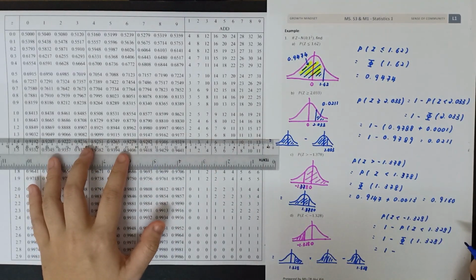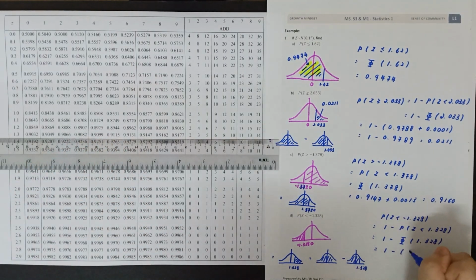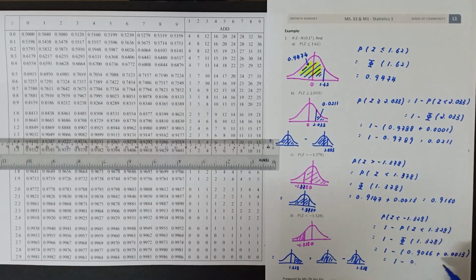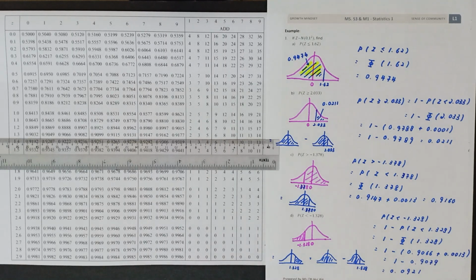So same thing, 1.32 gives 0.9066 and plus 8, 0.0013. So it will give you 1 minus 0.9079. Okay, which will give you an answer of 0.0921. Okay, I hope that you can understand everything step by step. So basically when you try to draw the first one, then you will be able to know what your next step is. Okay, so now we are looking at a few more examples together.